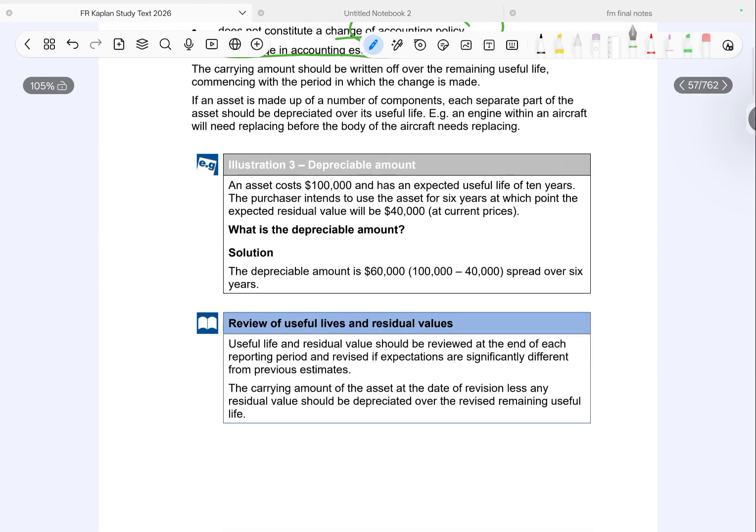And if there is a very big machinery you are using, and maybe the useful life of this component is 6 years, for this it is 4 years, for this it is 3 years, and for this one it is 8 years, then you need to depreciate all of these components on their different lives.